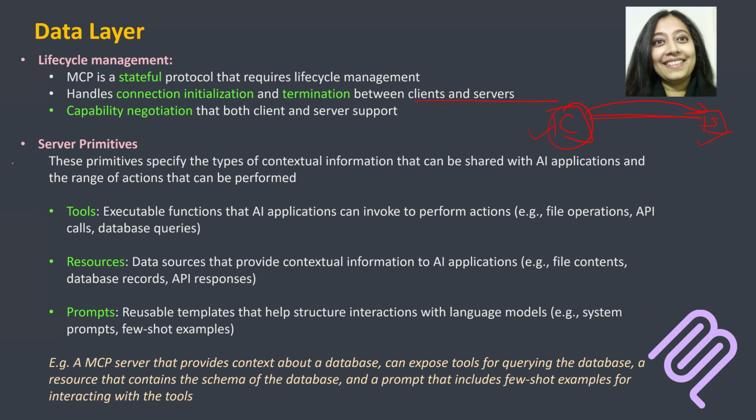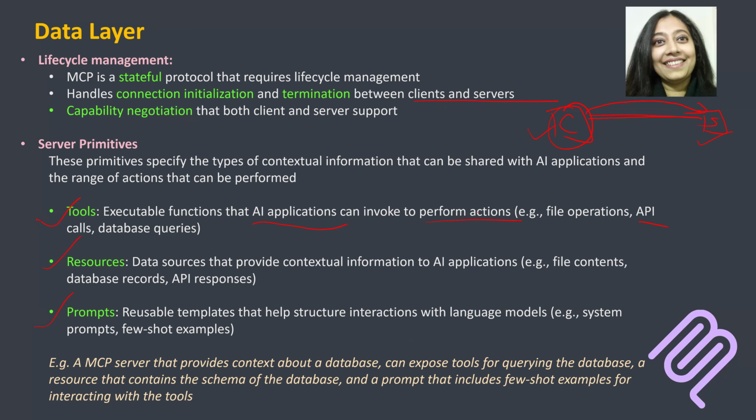Server primitives, or servers' essential building blocks. Now, these primitives specify the types of contextual information that can be shared with AI applications and the range of actions that can be performed. Some of the core server primitives are tools, resources, and prompts. Tools are nothing else but API calls, right? So basically executable functions that AI applications can invoke to perform an action.